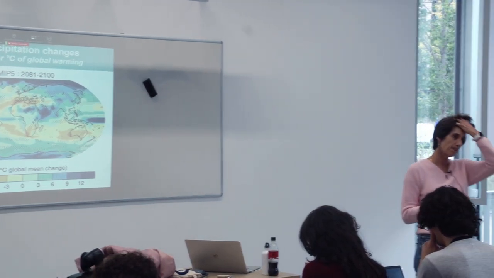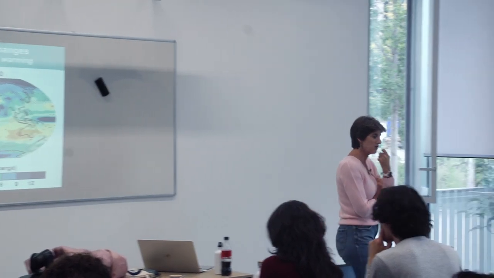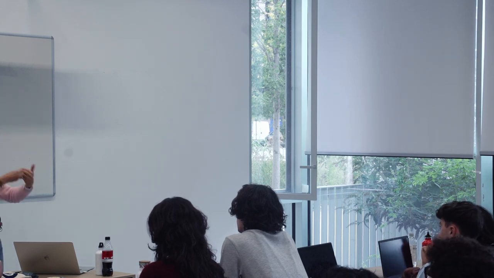Yes? Could you explain the scale down there? So it's a percent of change in rainfall per degree of global climate change. So for 1 degree of climate change, in those dark blue areas, you'll have 12% additional rainfall. And in this very brown area, you'll have 12% less rainfall. Okay, so it's the percent per degree of warming.